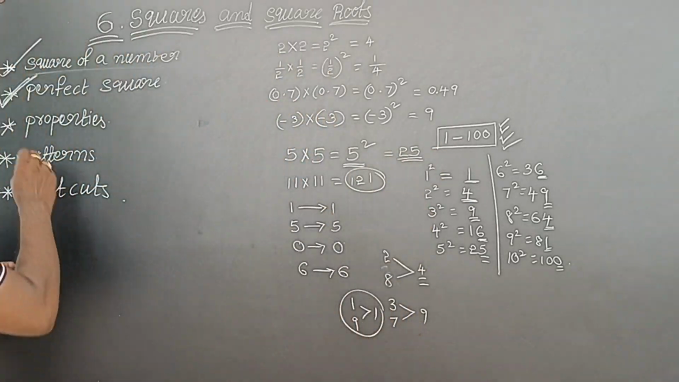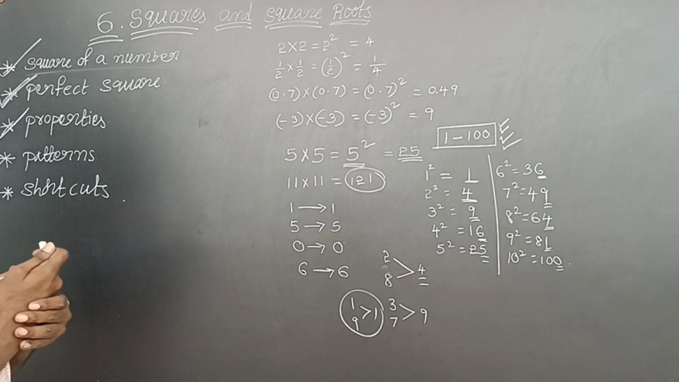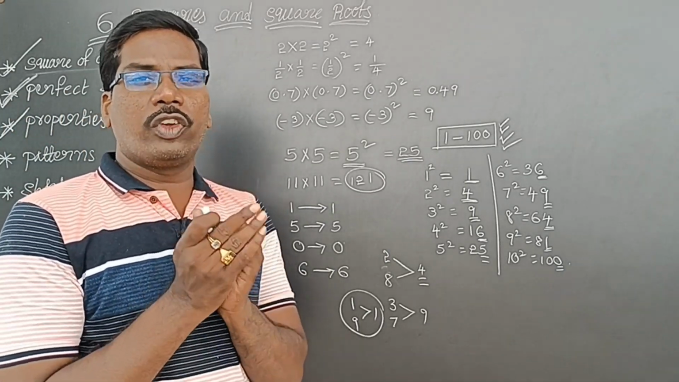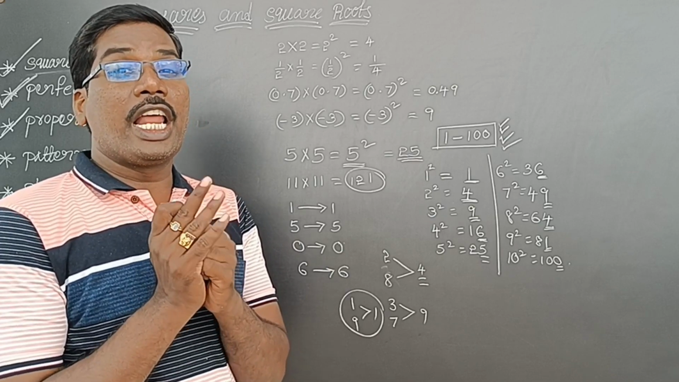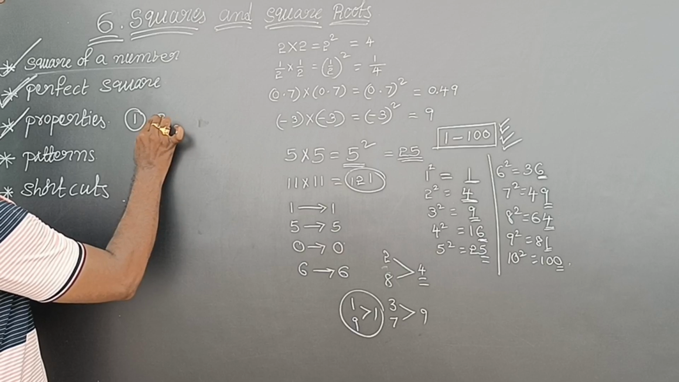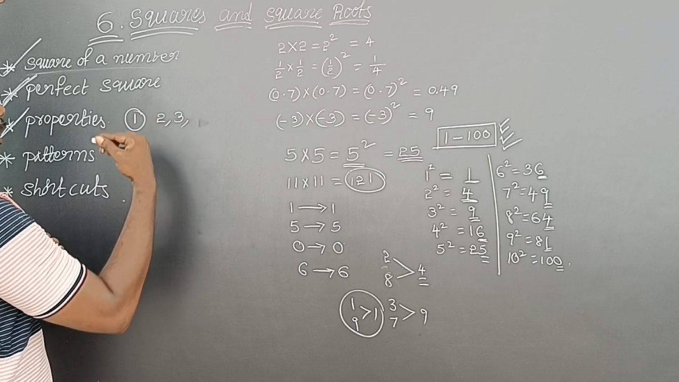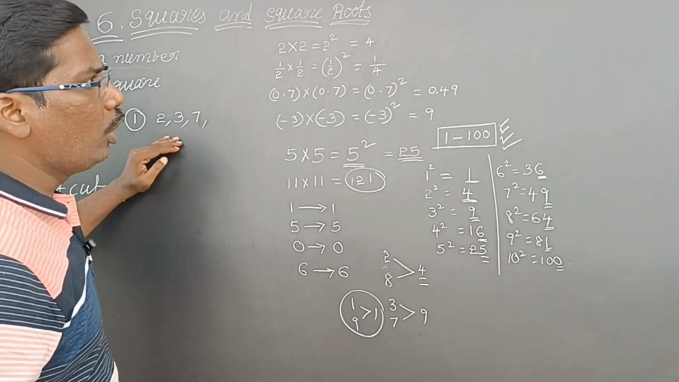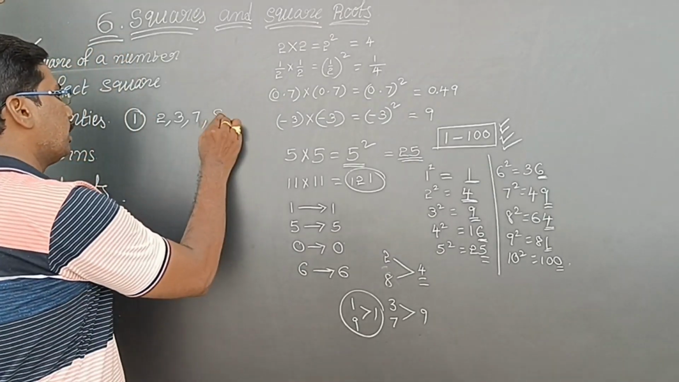And now we will discuss the properties. The first property is nothing but the square numbers never end with 2, 3, 7 and 8.